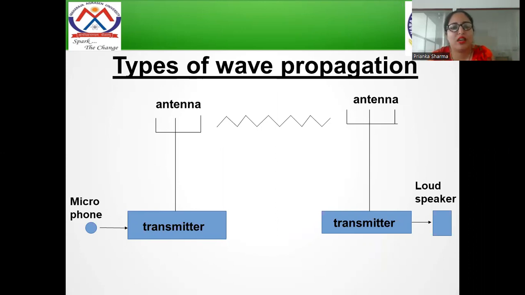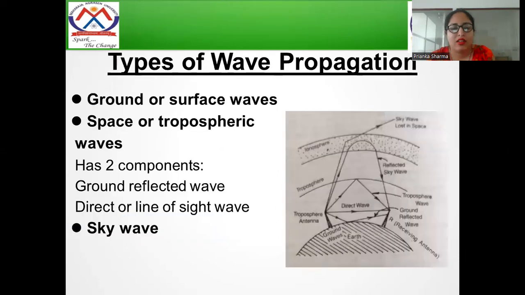But how do these waves propagate in the space? That is what we are going to discuss in today's lecture. There are three methods by which the waves propagate in the atmosphere. The first is ground or surface wave. The second is space or tropospheric waves. It has two components, the ground reflected wave and the direct or line of sight wave. And the third, last one, is sky wave. All these types of wave propagation are explained using this diagram.